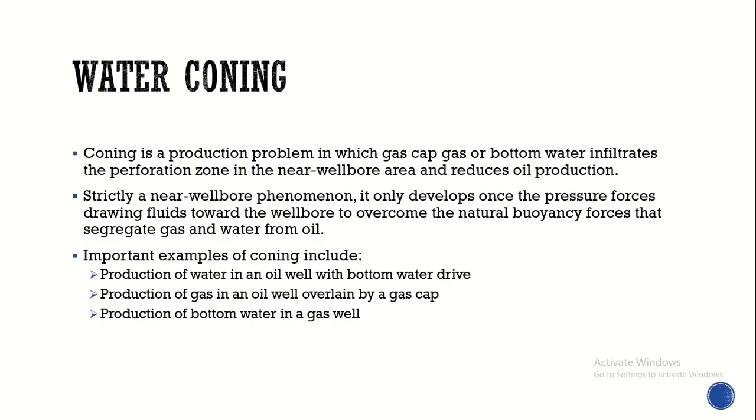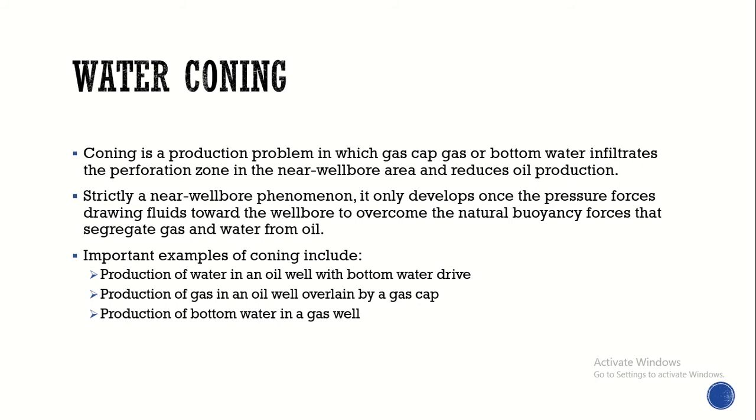So what is water coning? Water coning is a production problem in which gas cap or bottom water infiltrates the perforation zone in the near wellbore area and reduces oil production. Strictly a near wellbore phenomenon, it only develops once the pressure forces drawing fluids towards the wellbore overcome the natural buoyancy forces that segregate gas and water from the oil.